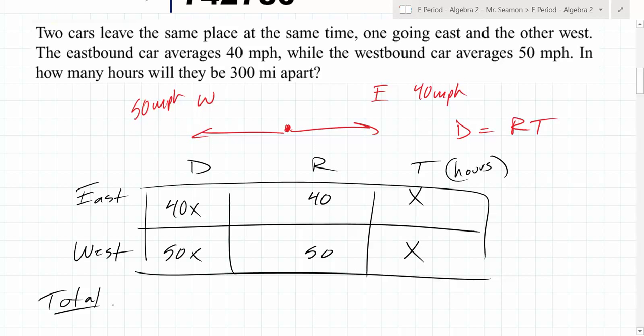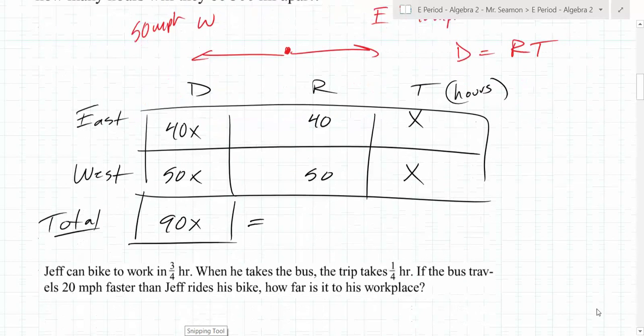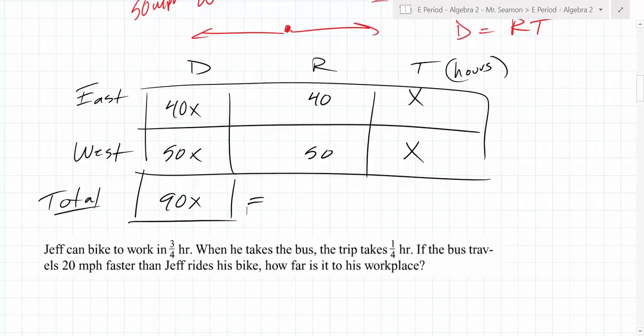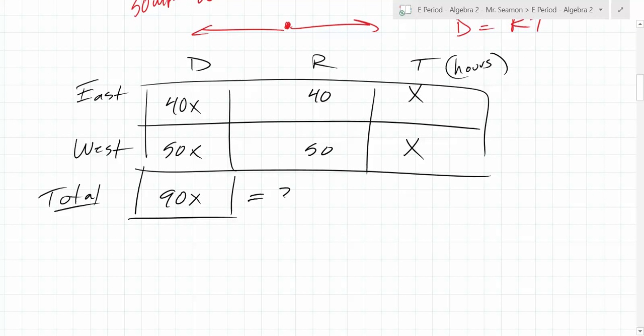And then you can total this up. So how far have they traveled total after x hours? 300 miles. No, that's the target, but we don't know yet. Sorry, you're correct, they've traveled 300 miles, but by what we just did, one traveled 40x, the other traveled 50x. So how far have they traveled altogether? 90x. So together they've gone 90x, but you know that 90x has to equal what? 300 miles, exactly. 90x has to equal 300 miles.